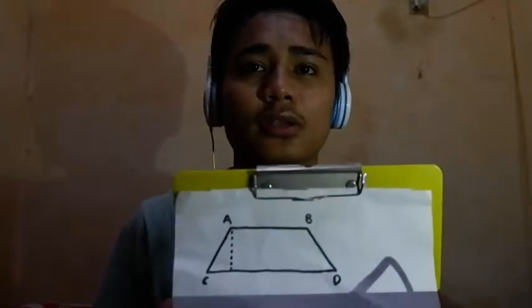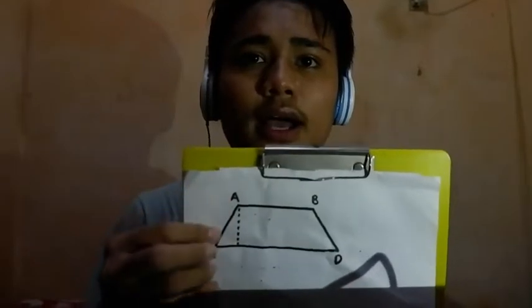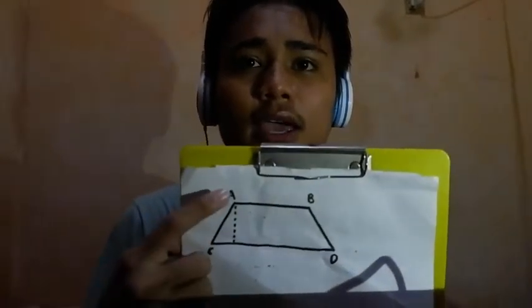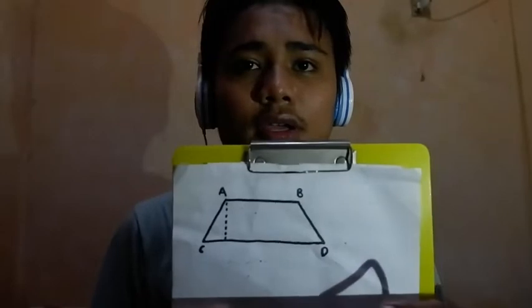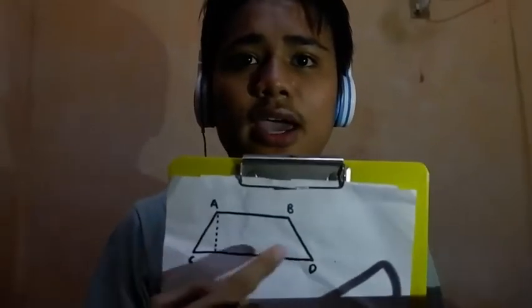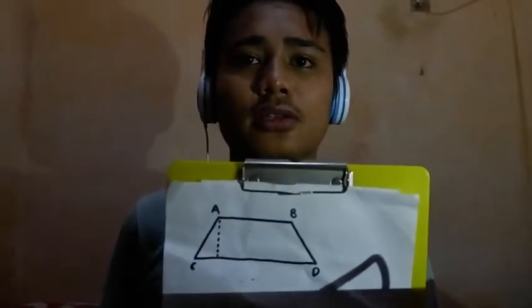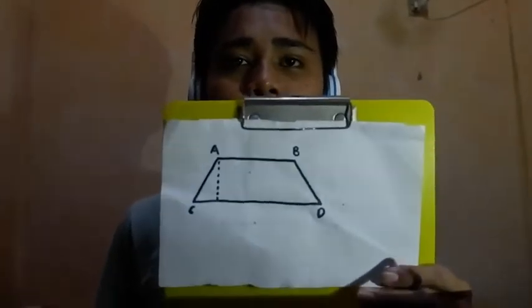Before I explain the definition of trapezoid, first I want to give some of the terms of trapezoid. The first is leg. We can draw it. A leg is a line from A to C and from B to D. So we can make a conclusion.